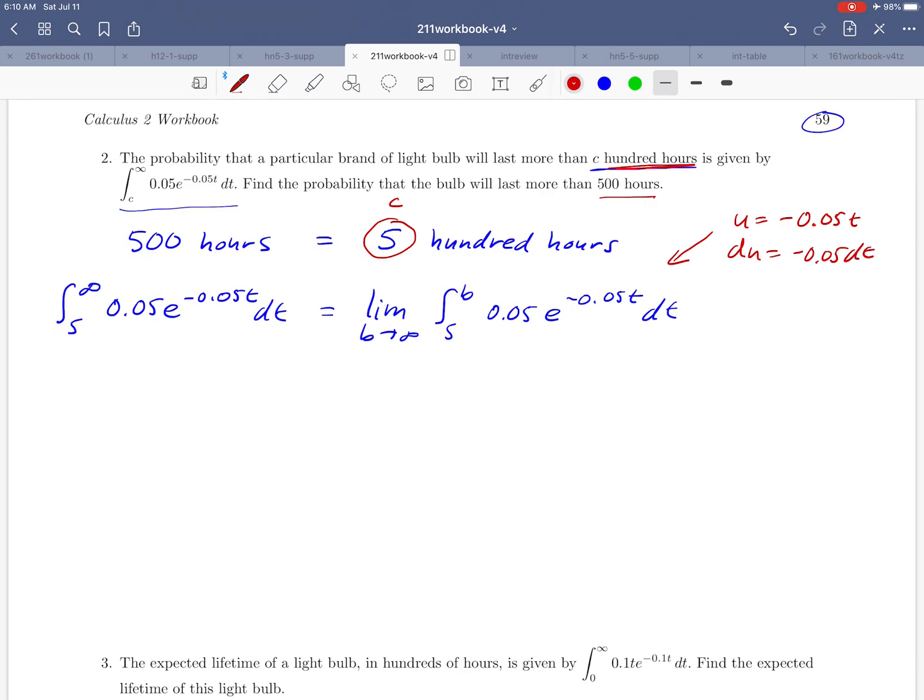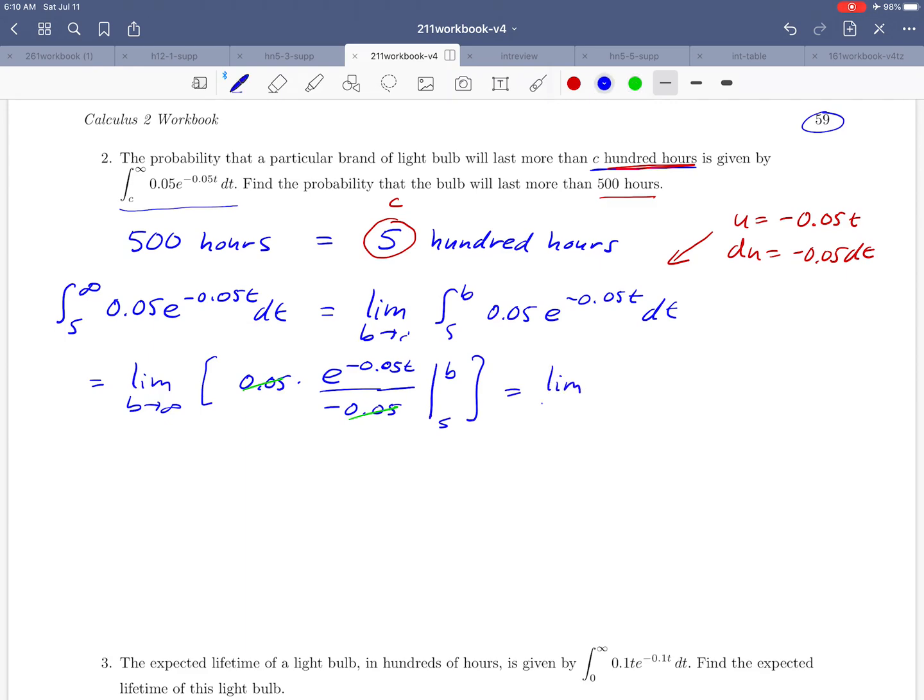Without going through all of those details again, what you would end up with after you do the u substitution is an antiderivative that looks like e^(-0.05t) over -0.05. Again, I'm skipping the details of the substitution. So there's what we need to calculate. We do get a little cancellation here. Those 0.05s go away. And let's see where this leads us then.